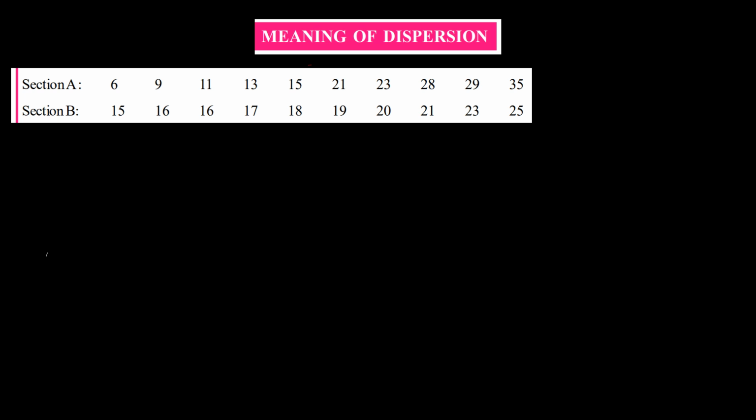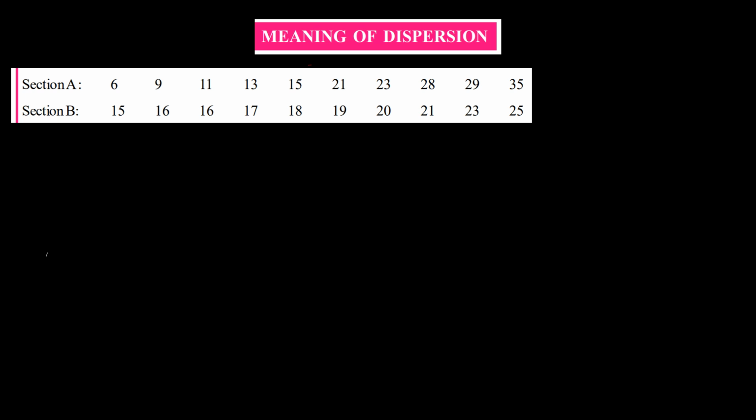Hi, in today's lesson, I'm gonna explain the meaning of dispersion. So let's consider this illustrative example. Here we have a table that shows two sections, section A and section B. Two sections of 10 students each in class X in a certain school were given a common test in statistics. The maximum marks is 14 and the scores of the students are given as follows.